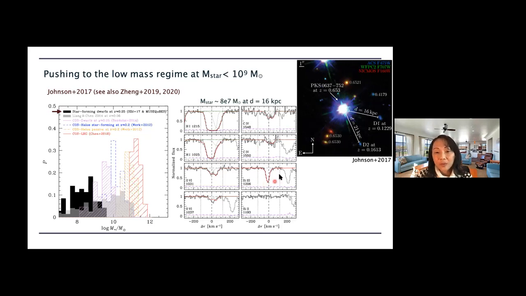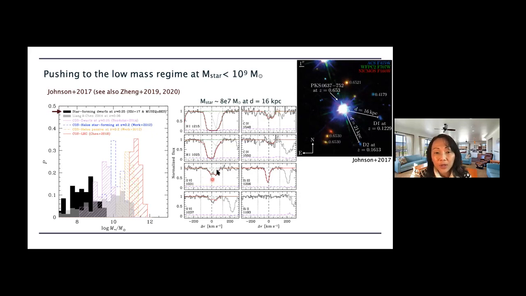For those who are not familiar with this kind of plot, just know that the zero velocity here corresponds to the systemic redshift of the galaxy. So when we center the absorption feature on the systemic velocity, the line-of-sight dispersion gives us some measure of the gas kinematics projected along the line of sight. What I want to point out is that for this kind of high resolution data, you can see many of these metal lines are resolved into, in this case, a minimum of two components.